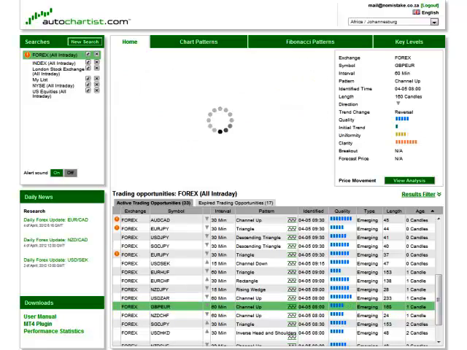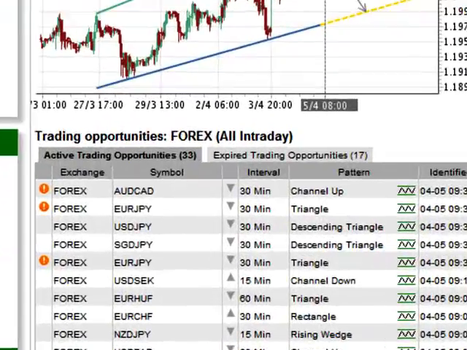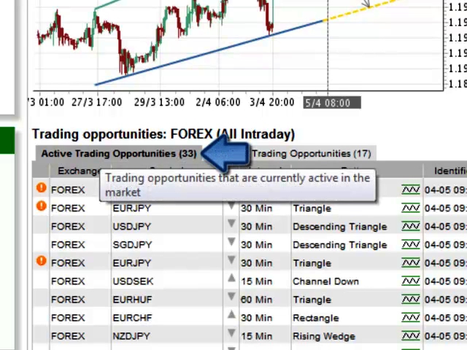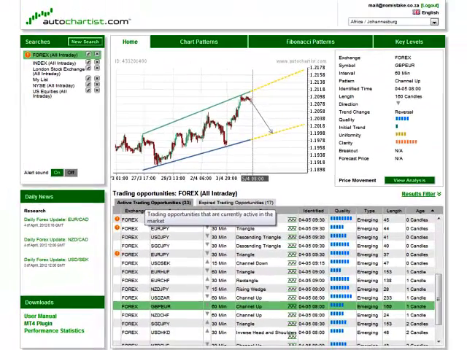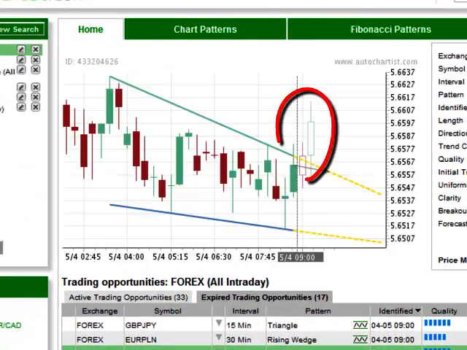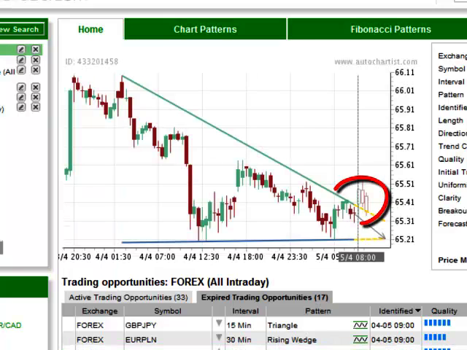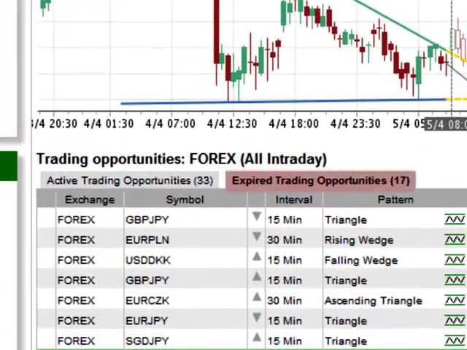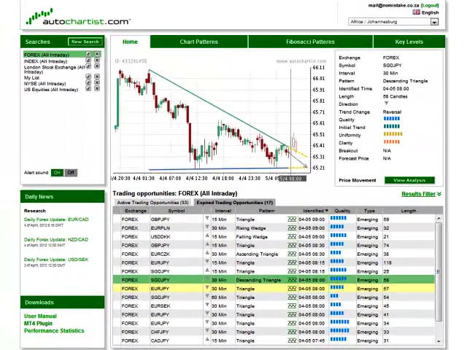Another thing to take note of is that whenever you find an emerging pattern here in the active trading opportunity section, you can assume it is still tradable. That is the purpose of this tab, that we only show tradable opportunities here. So when an emerging pattern either crosses the correct boundary and completes, or the price turns around and goes in the opposite direction before it does, the pattern will be moved from the active trading opportunities tab to the expired trading opportunities tab, because in both those cases it will no longer be tradable.